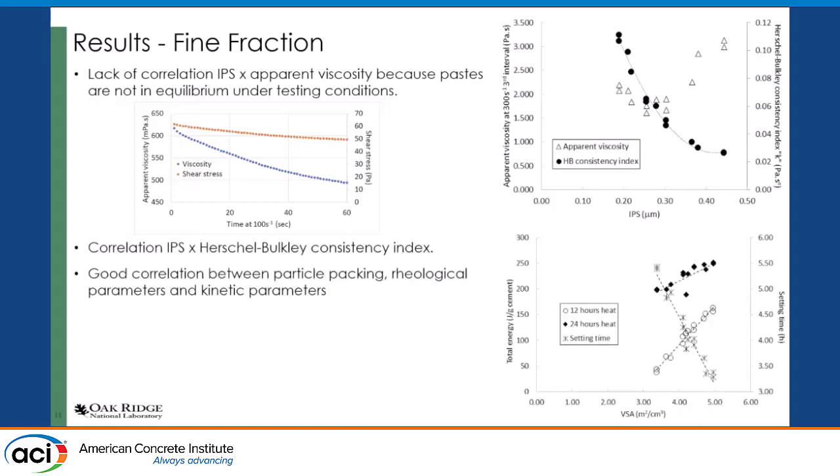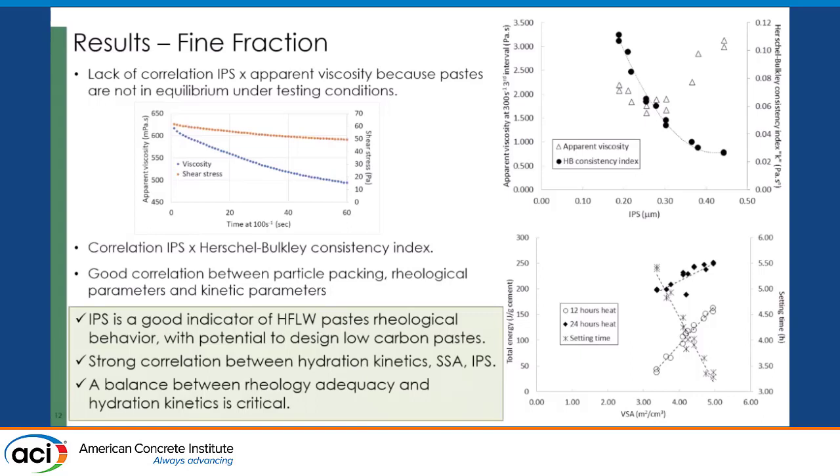So we also found good correlation between the packing parameters, in this case the specific area, and the cement hydration kinetic parameters. So here you can see higher surface area, we have a higher heat evolved after 12 and 24 hours, and we have a shorter set time. So all these factors are correlated. These correlations show that the IPS is a good indicator of high filler, low water paste rheological behavior and has the potential to help us design these pastes.